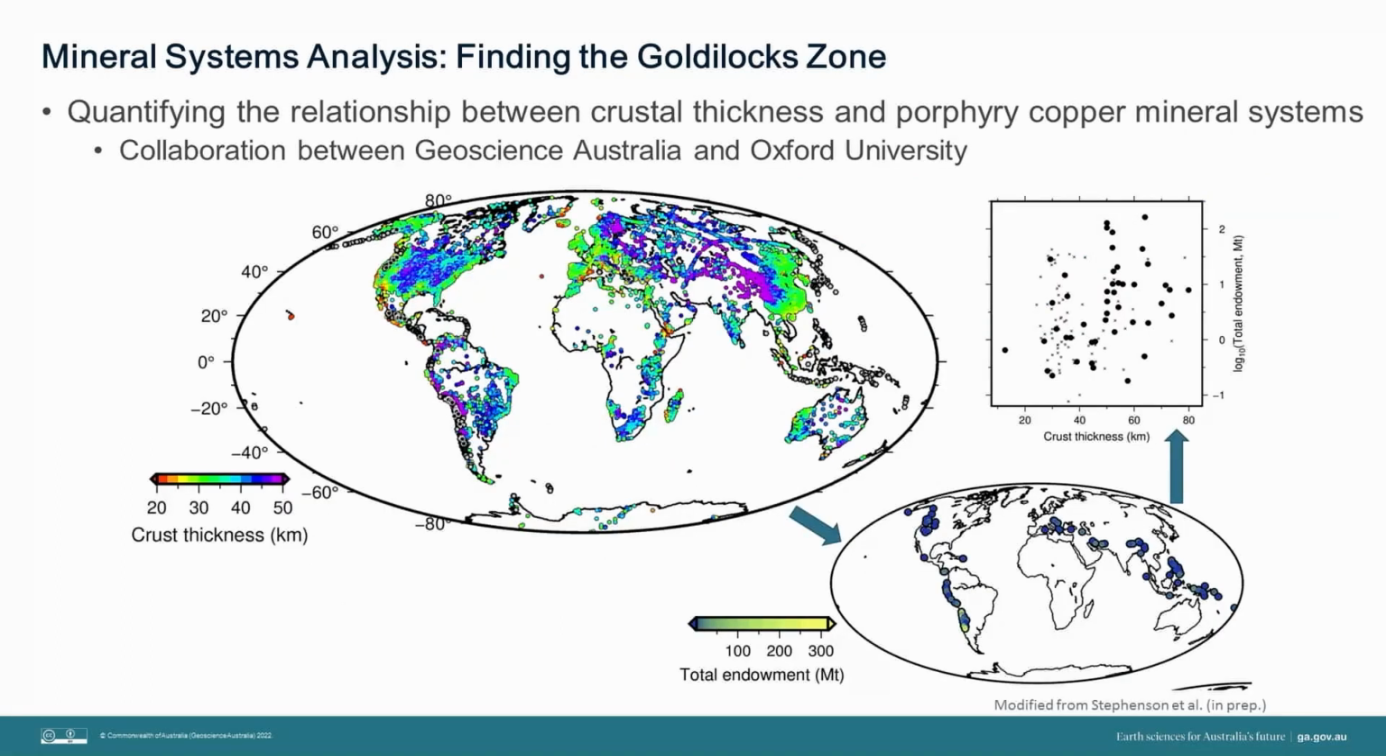Another example of evaluating these relationships is shown here, where we're looking at quantifying the relationship between crustal thickness and porphyry copper endowment. The larger map shows crustal thickness measurements globally, as well as the location of known porphyry copper deposits, which are coloured up in the smaller map by their total copper endowment. However, when these are plotted against each other, as seen in the graph, we don't observe the relationship that we might expect based on previous work, which has suggested that larger deposits are associated with thicker crust.